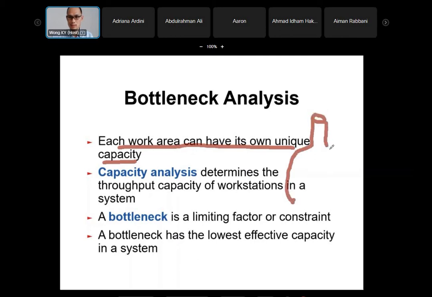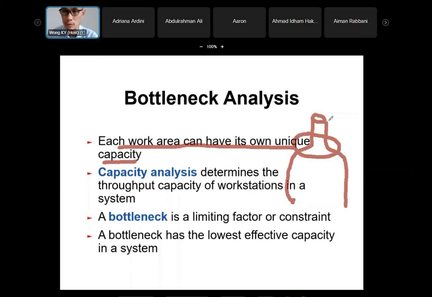Okay, for example, you have a bottle like this. So this is the neck, right? So this is where you will find the bottleneck. So this is the bottleneck. So why is it called a bottleneck? Because this is the place where problems will occur, where the flow will be affected.